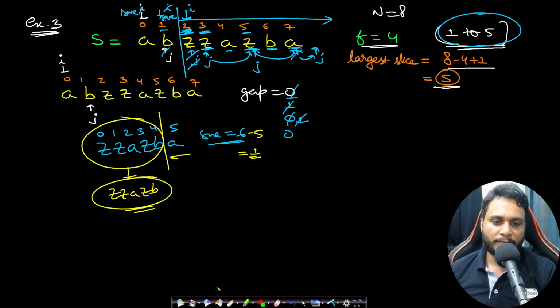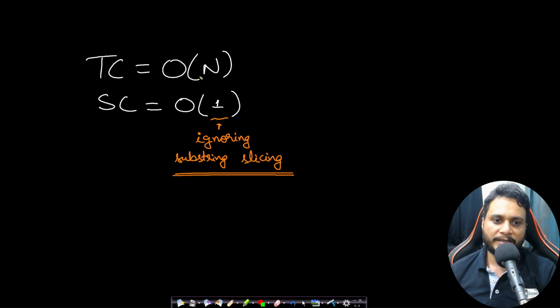This entire process involves exactly one time parsing of the entire string, so the time complexity is going to be order of n, and ignoring the substring slicing, I can say that the space complexity is going to be order of 1. I hope it is clear. Let's now look at the code.